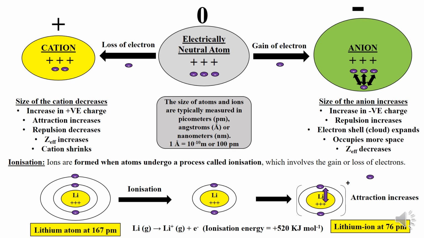The size of atoms and ions is generally measured in picometers, angstroms or nanometers. 1 angstrom is equal to 10 to the power of minus 10 meters or 100 picometers. In most cases, you will find the unit picometer because it is very convenient to compare the size of atoms and ions using this unit, that is picometer.